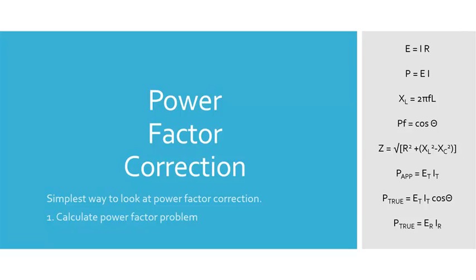Okay, in the simplest way to look at power factor correction, first of all, we're going to calculate what our power factor problem is, and again, how much difference we have between apparent power and true power. Second step would be to determine the cause of our power factor problem, again, whether it's capacitive or inductive. As I said in LP4, that is primarily inductive problems because of the number of motors in a facility.